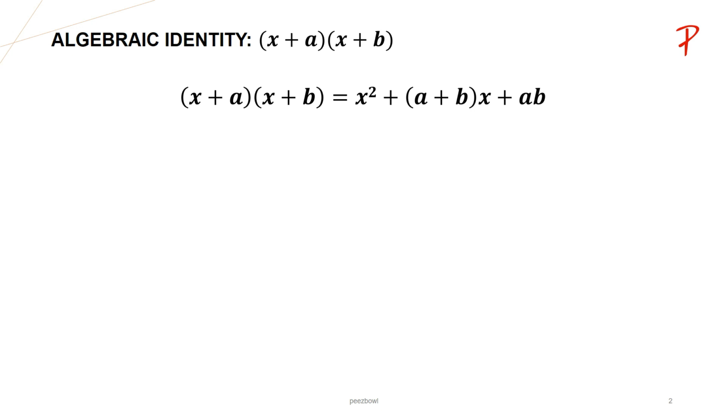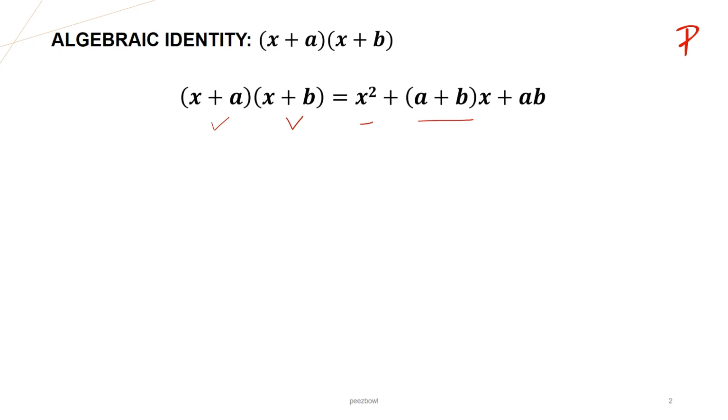Hi, today we are going to explore a powerful algebraic identity that makes solving expressions a lot easier, right? And this algebraic identity is (x + a)(x + b) = x² + (a + b)x + ab, that is a multiplied by b, right?